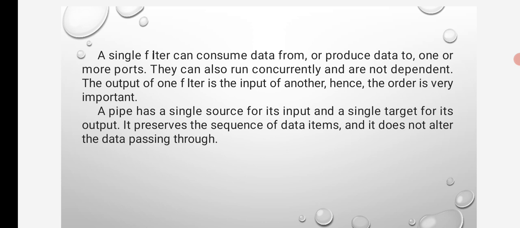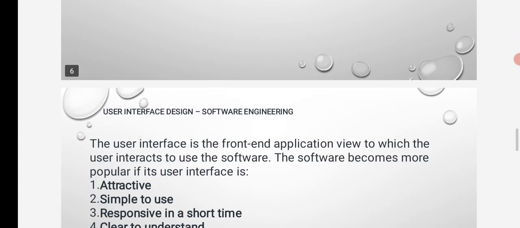They can also run concurrently and are not dependent. The output of one filter is the input of another. Hence, the order is very important. A pipe has a single source for its input and a single target for its output. It preserves the sequence of data items and it does not alter the data passing through.